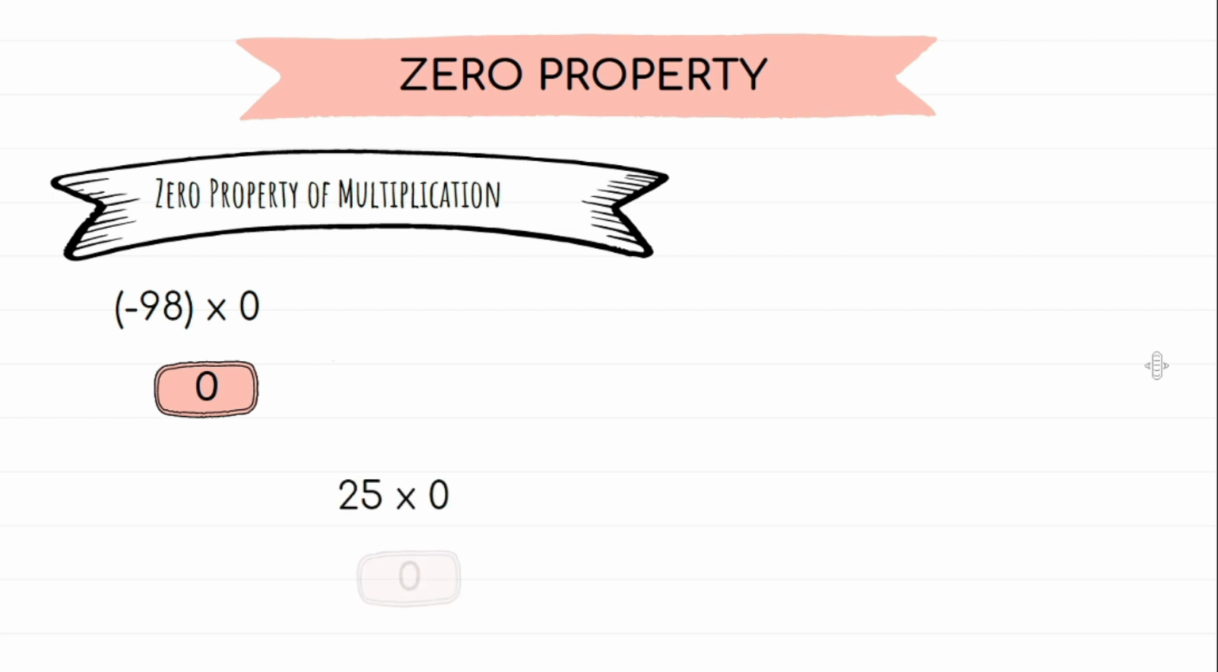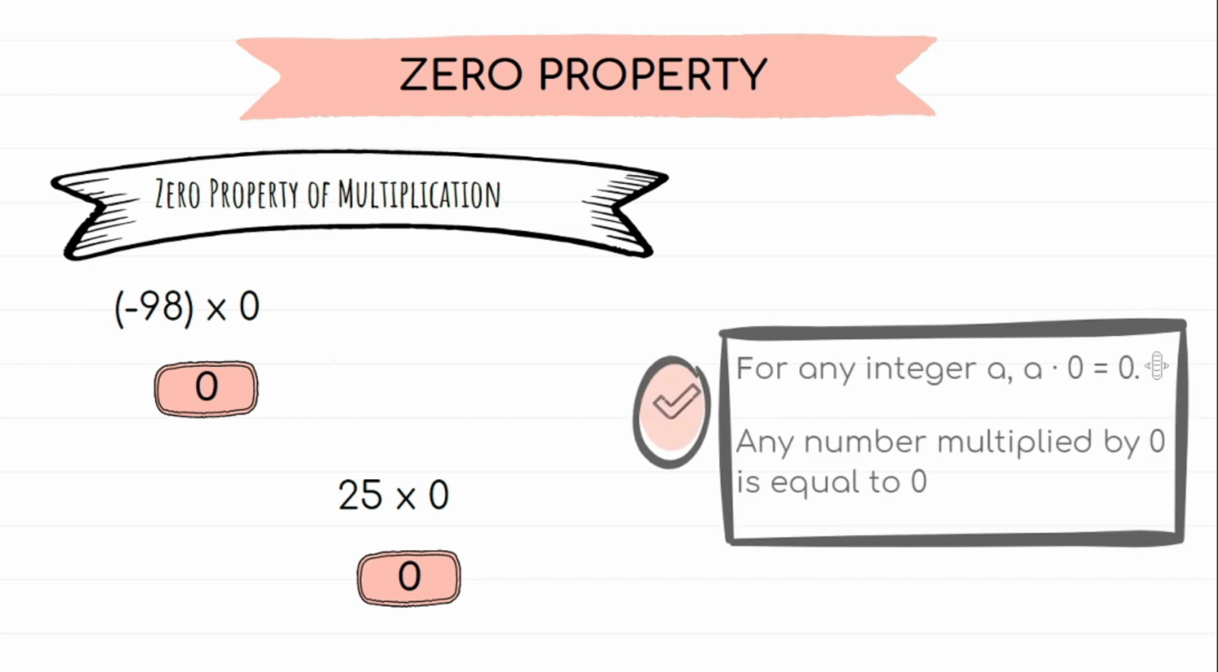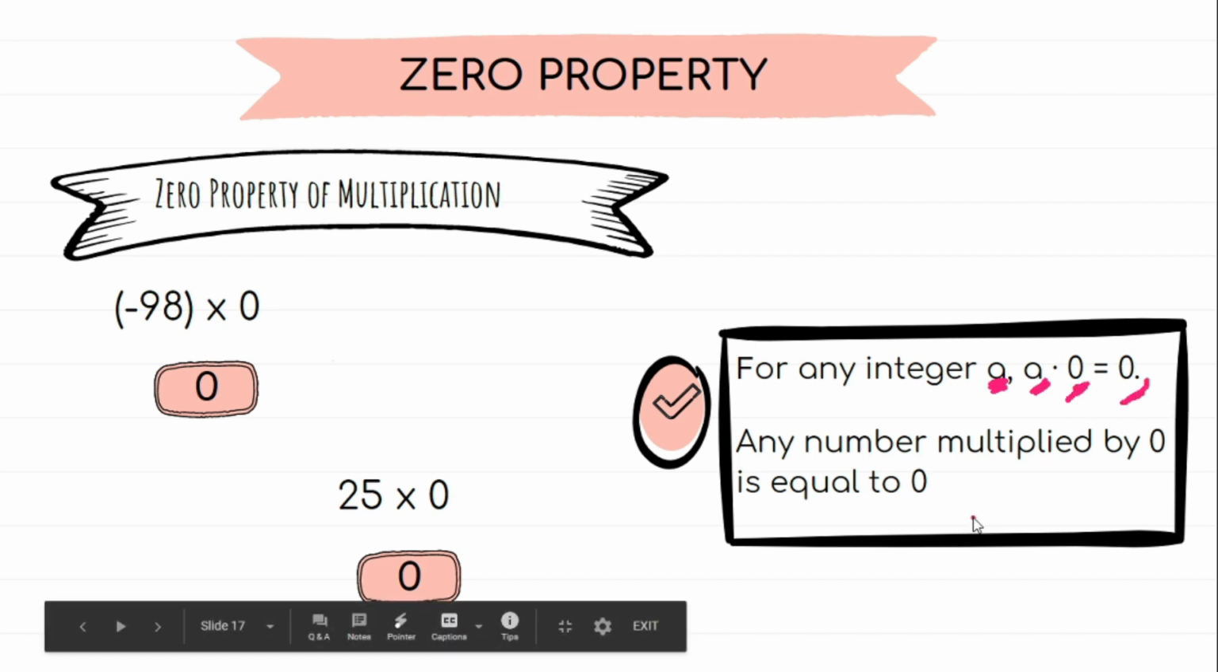25 times 0 is 0. So, ang dala, di ba? Ibig sabihin lang yan, kahit anong integer na i-multiply mo sa 0, ang sagot ay laging 0. So, for any integer A, pag si A ay minultiply mo kay 0, ang magiging sagot lagi ay 0. So, any number multiplied by 0 is equal to 0.